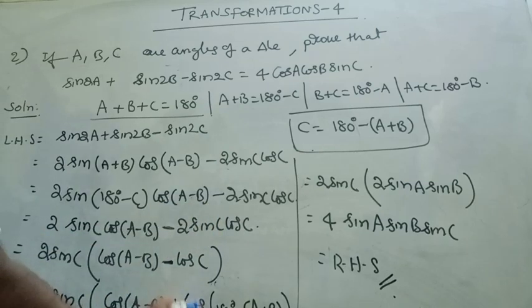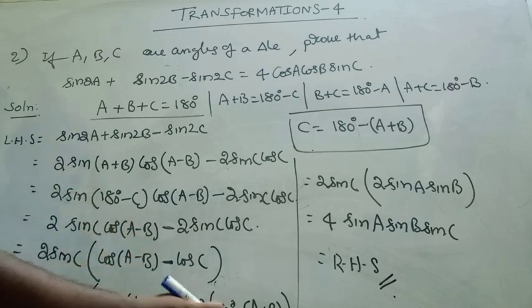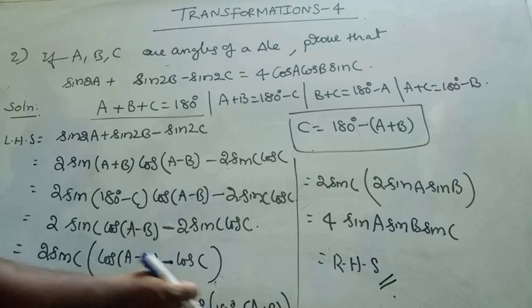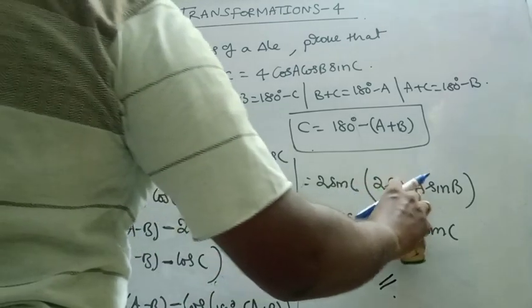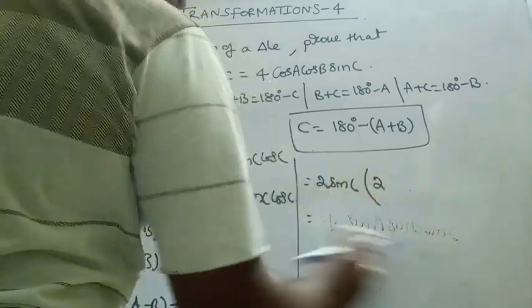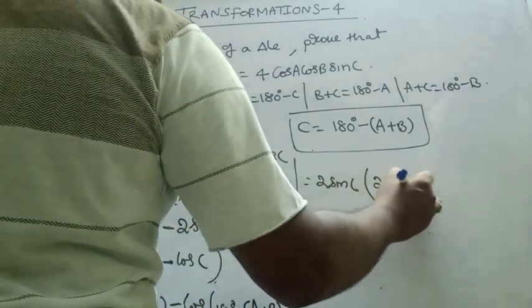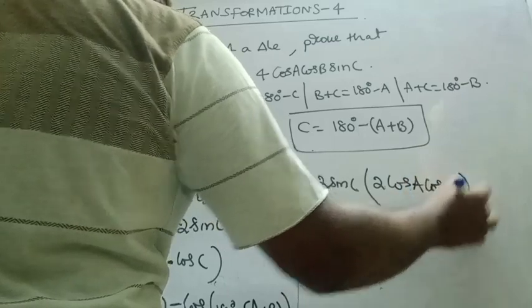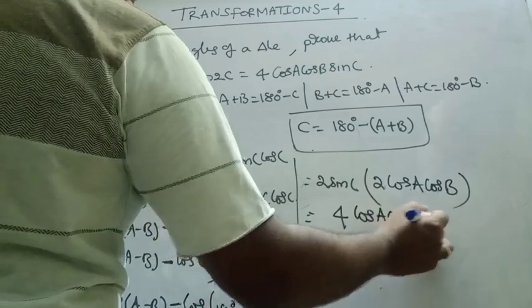Very good. And this also has a minus symbol here. And cos of 180 minus theta, the same steps as the first problem, I am just transforming them. Cos of 180 degrees minus theta becomes minus cos theta, this minus minus becomes plus here, of course. Now you have got 2 sin C times cos A minus B plus cos A plus B. That means this is nothing but 2 sin C into 2 cos A cos B. Now 2 into 2 is 4. This is now 4 cos A cos B sin C.